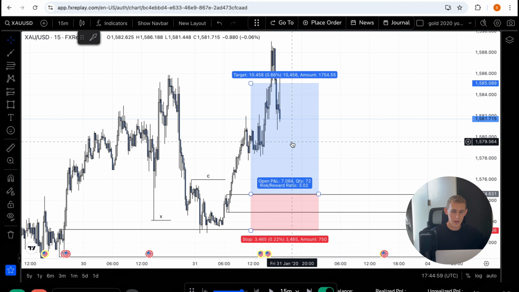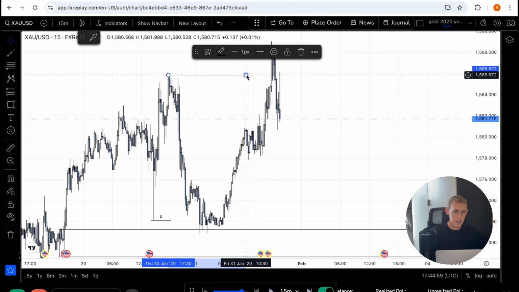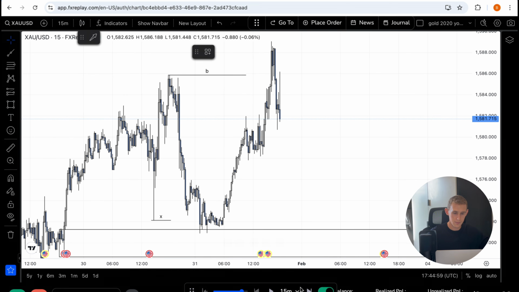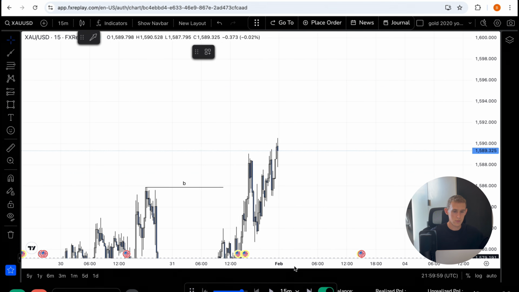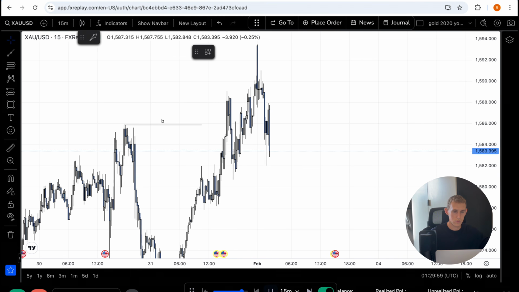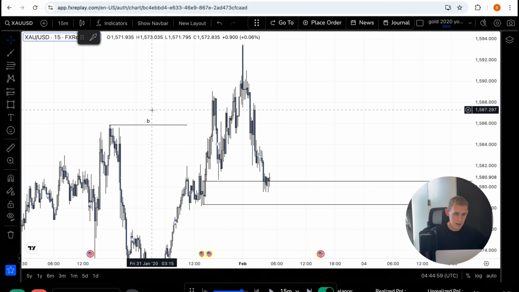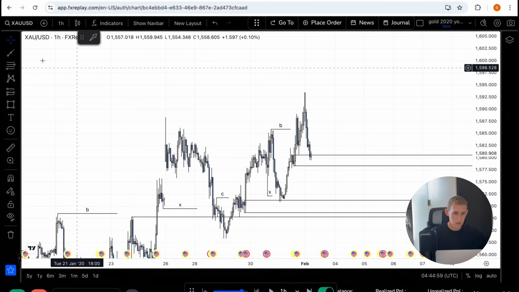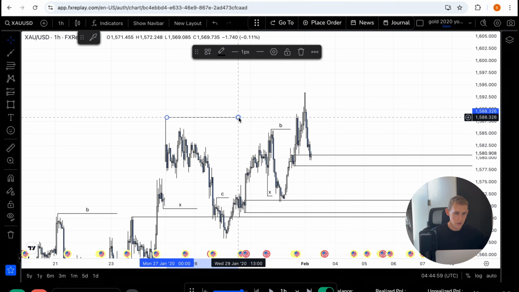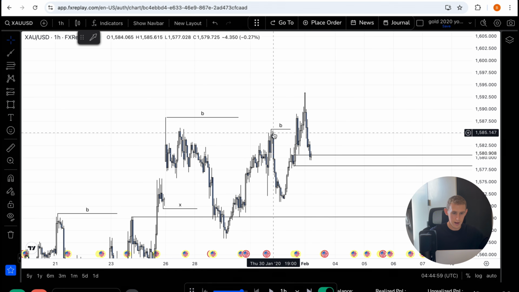Nope, no pullback on that one. That's fine. Accurate analysis, but no entry, unfortunately. Maybe here, this could be quite nice. We've seen it pull back, grab some liquidity, tap into the demand. It has also broken this main structure, actually. So all of this becomes internal. It's no longer relevant.